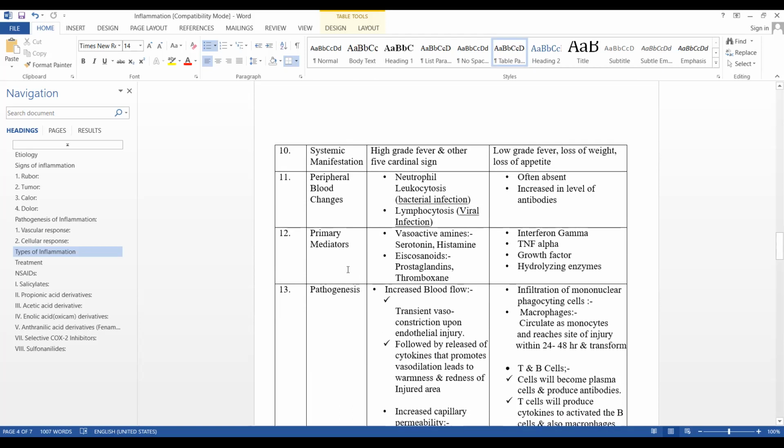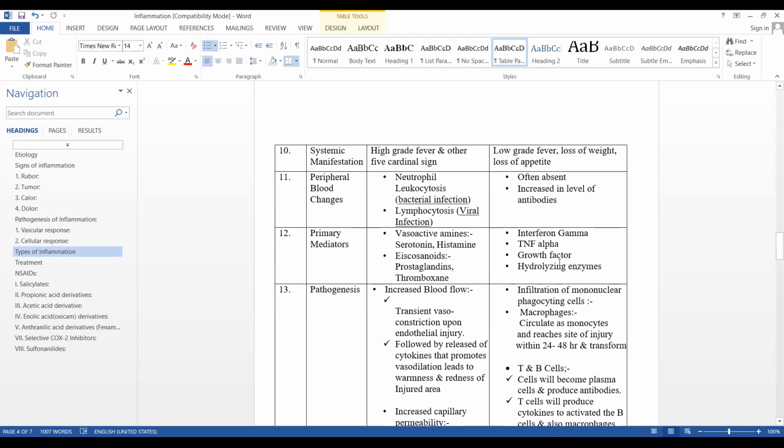Now, primary mediators, who are those? The vasoactive amines, that is serotonin, histamine; eicosanoids, that is prostaglandin, thromboxane. And here interferon gamma, TNF alpha, growth factor, hydrolyzing agent. You keep that in your mind. Don't go deep.